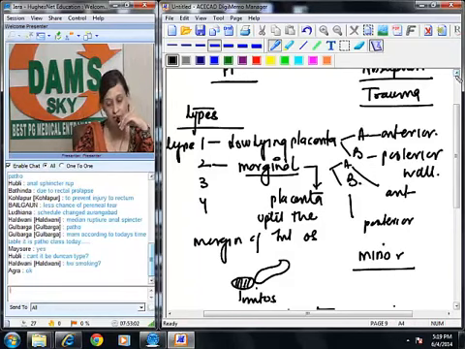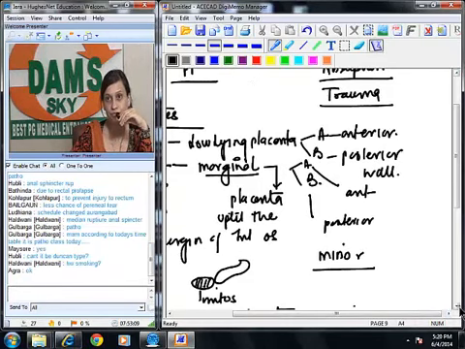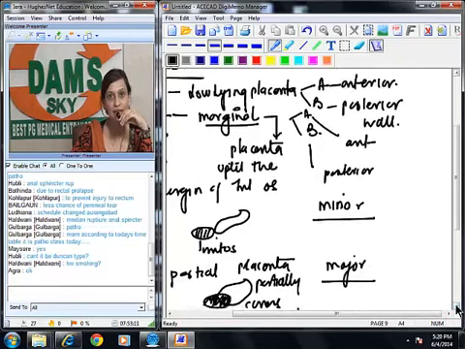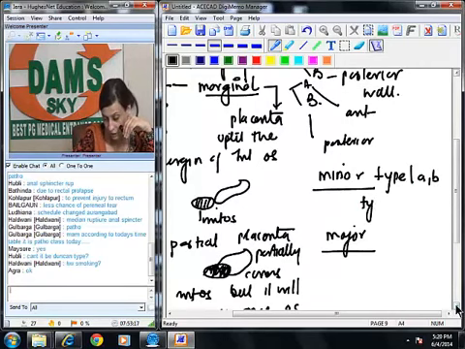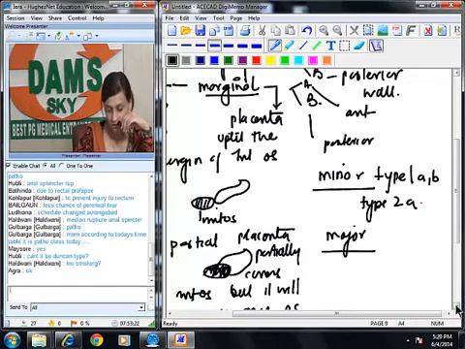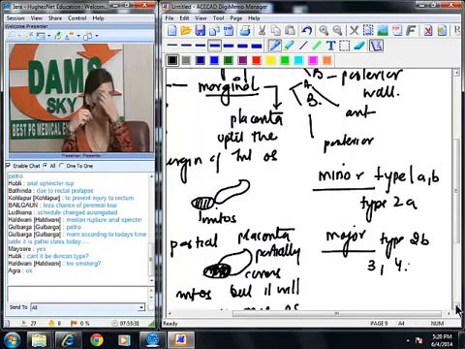They are divided into minor and major. Now, what do we mean by minor and major? So, type 1, both A and B, and type 2A are called minor degrees, whereas type 2B, type 3 and type 4 are called major degrees of placenta previa.